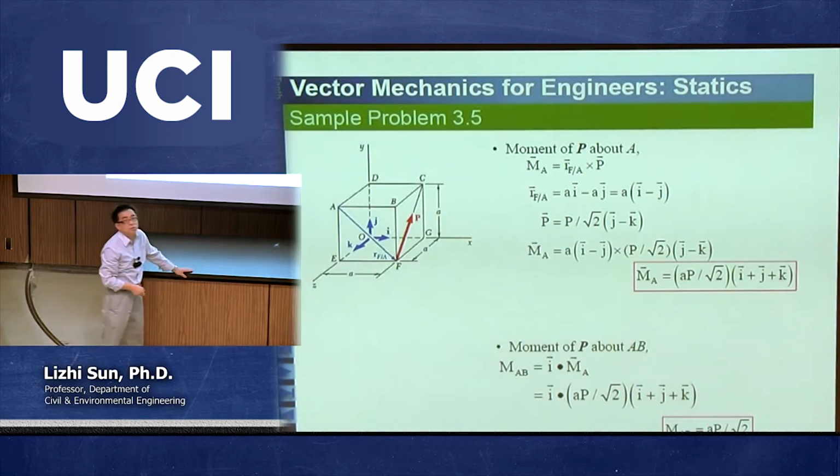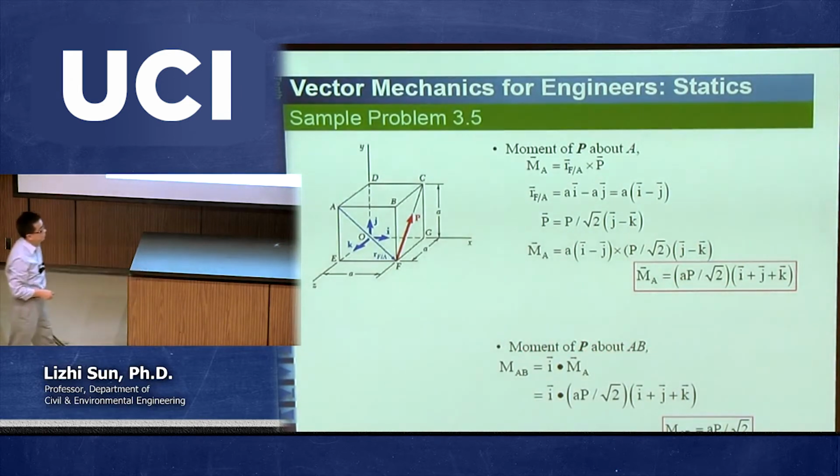AP divided by 2 square root. Okay, so because of the dot product, I dot I equals itself, I dot j equals 0, I dot k equals 0. Okay, so this is the moment, or it's called the projection of the force P, the moment of P about this given axis AB.